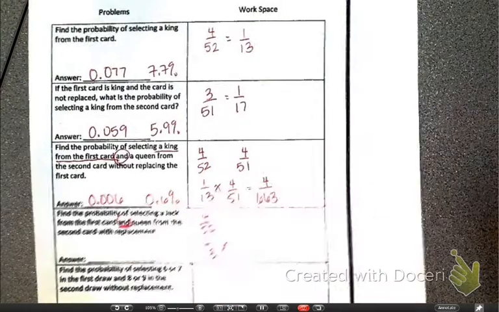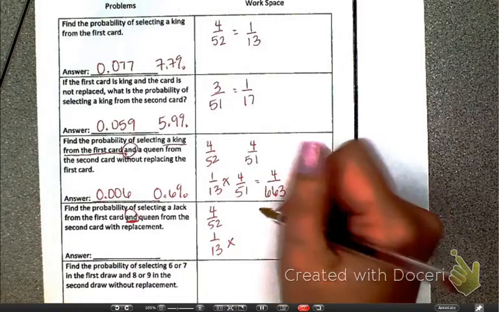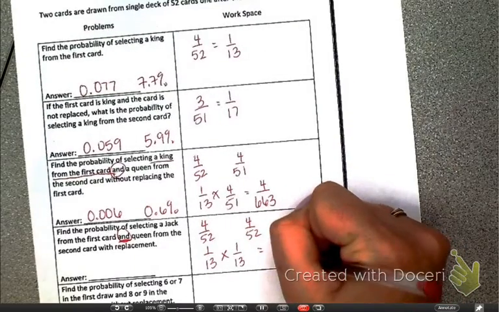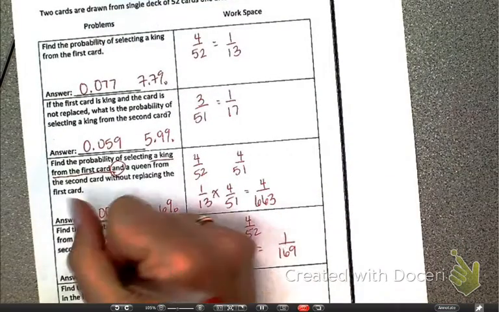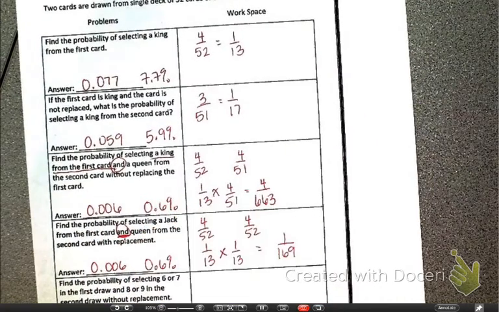And tells us to multiply a queen from the second card with replacement. So I put that card back in. So you multiply that. So 4 out of 52, which is 1/13. That's 1 over 169. And you should have gotten 0.006, which is 0.6%. Okay, you always have to round. If we're taking only part of the decimal, you have to make sure you round. Whatever part you take, you have to round. Now the last one takes a little bit of thought, and I want you to think and do it.